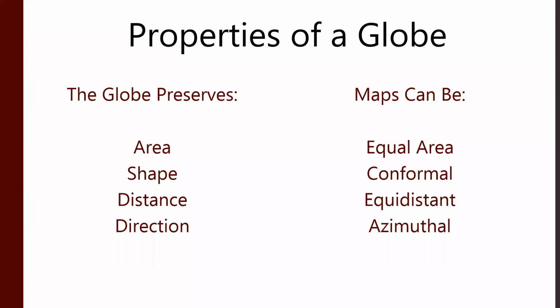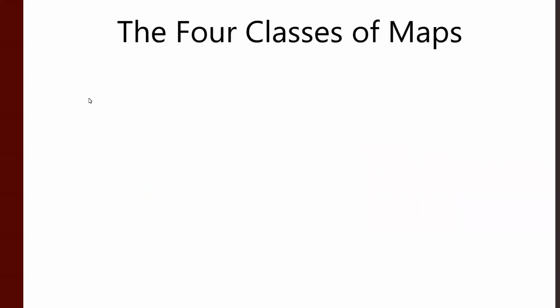So, on a map, we can be equal area, we can be conformal, we can be equidistant, we can be azimuthal, but we have to choose one. Azimuthal gets a little bit, you can stack azimuthal with something else in limited cases, but you have to choose one. The globe is everything. What do you want your map to be?